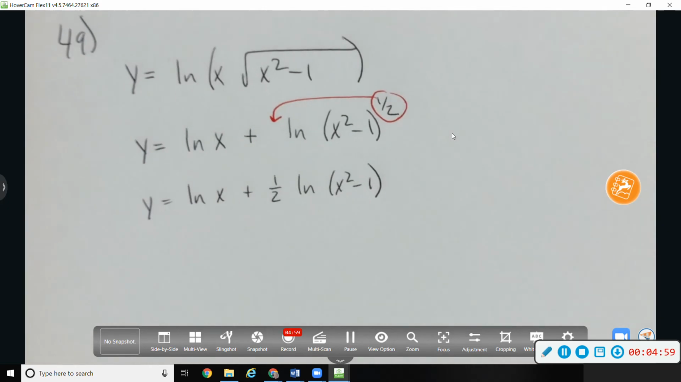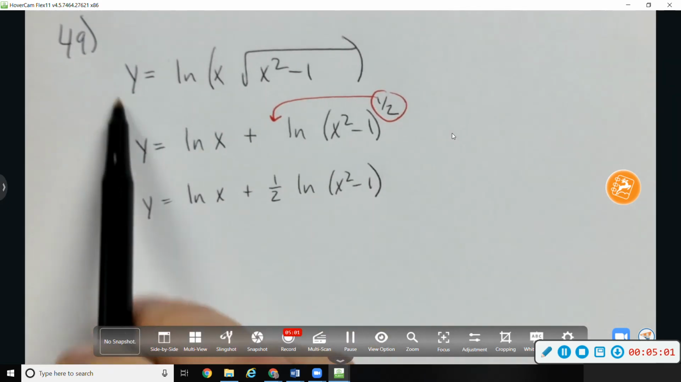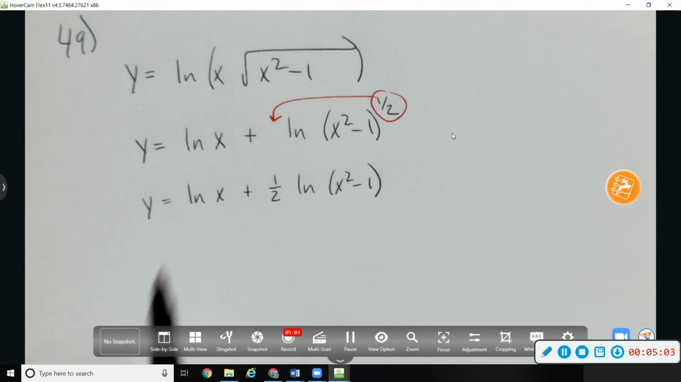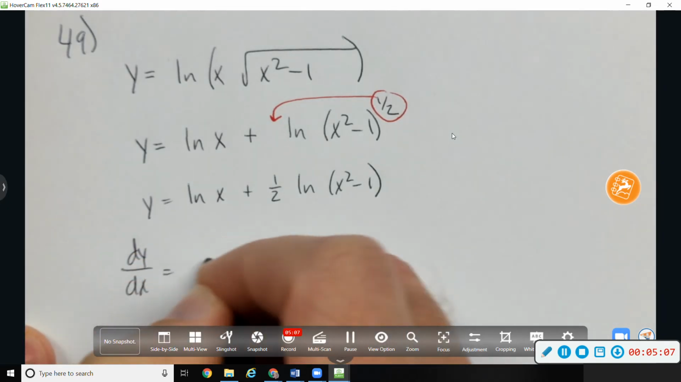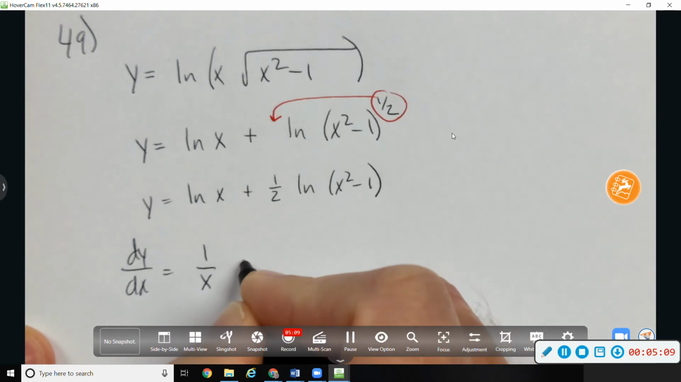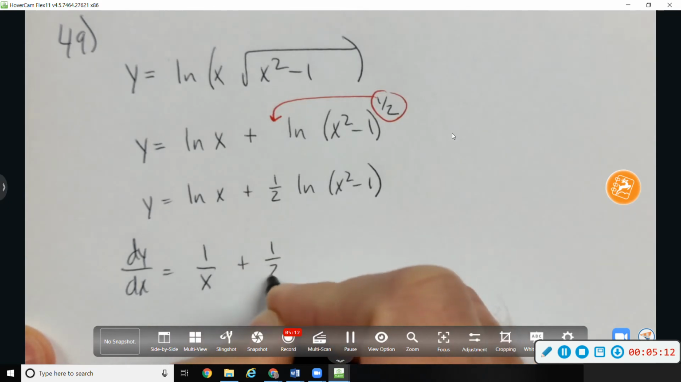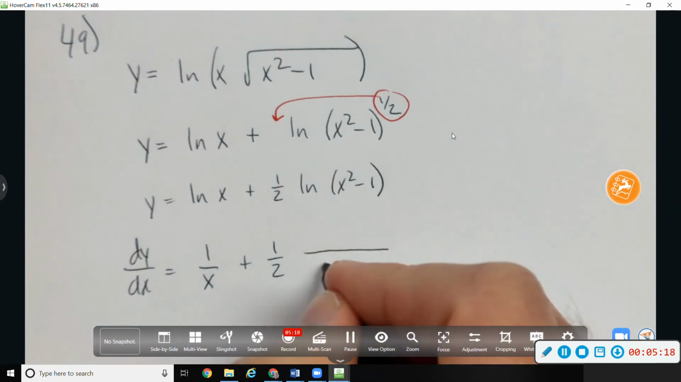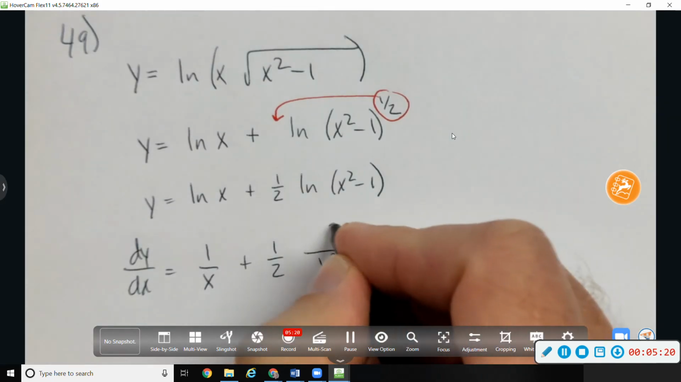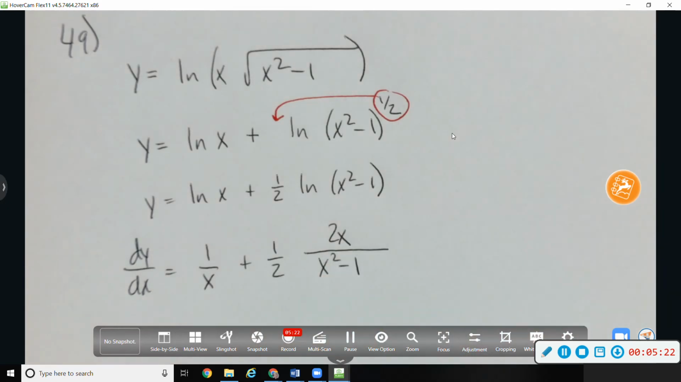Which is, again, why it's important to label what you're doing. This is all y. Now I'm ready to take a derivative. So dy dx equals 1 over x plus 1/2 times 1 over the argument times the derivative of the argument. So x squared minus 1 in the bottom, 2x in the top. That's a perfectly reasonable safe stop.